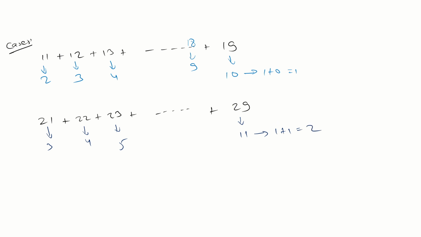It gives a 2. But guys, before 29, what do we have? 28. So it's 2 plus 8, which gives 10. And 10 is 1 plus 0, so it gives again 1. So guys, what happened? This starts with the larger values, but at the ending point it will start from the initial, from 1, 2, 3, and then again sum up till 9.